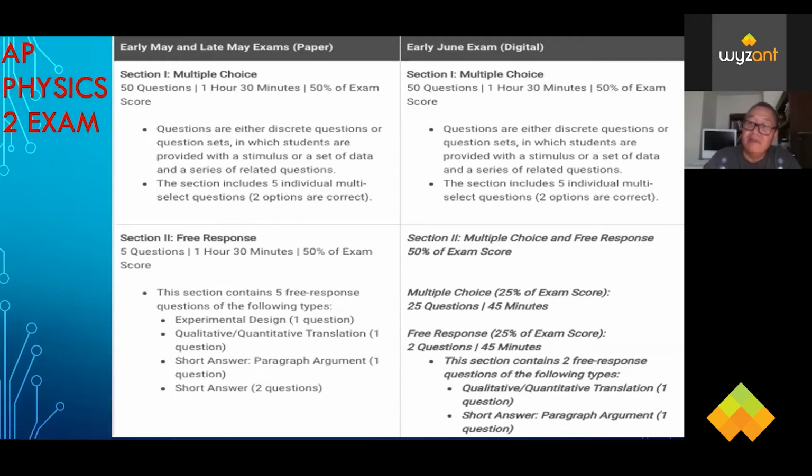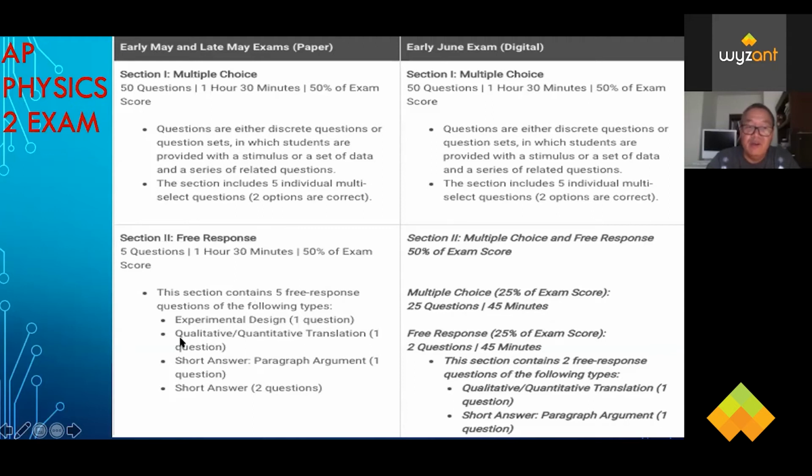So section 2 is called free response. Free response asks you to write how you solve this problem. You need to derive, like what formula is used, how you plug in the numbers, then how you get the result, okay? In this part, we have 5 questions. Time is also 1 hour, 30 minutes. The score is also 50% of the exam score, okay? This section contains 5 free response questions of the following types. One type is experimental design, that has 1 question.